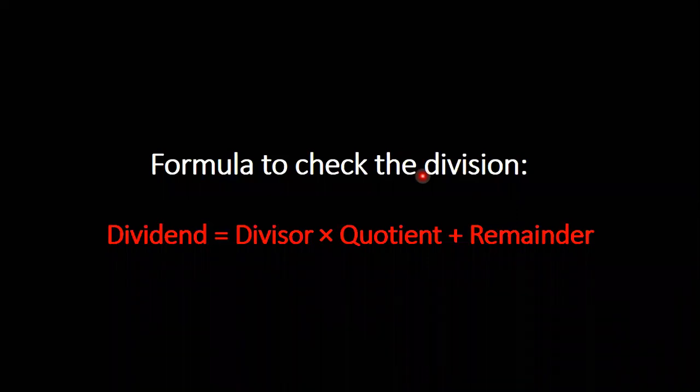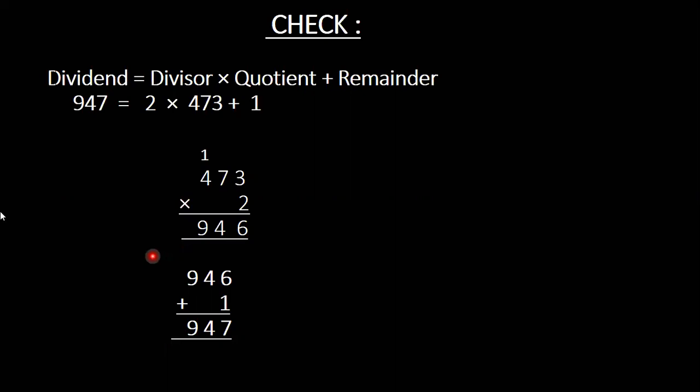For that, first of all, you have to multiply the divisor with the quotient, and then at the end you have to add the remainder to it, and you will see that your answer will be equal to the dividend.